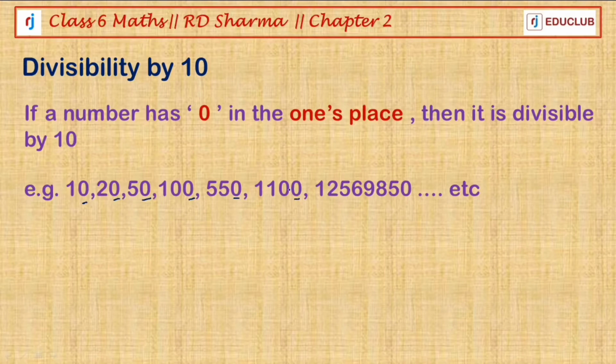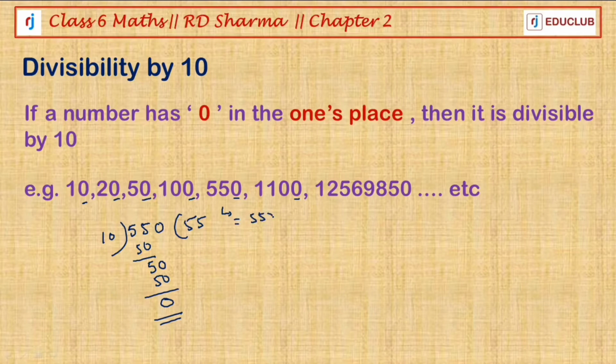Let us check one number practically. Let us see 550. Let us divide 550 by 10. 10 5s are 50. 0 will come down, 50 again, 10 5s are 50. Remainder is 0. It means this is divisible. 550 is equal to 55 into 10. So this number is divisible by 10. Like this, all the numbers are divisible by 10.